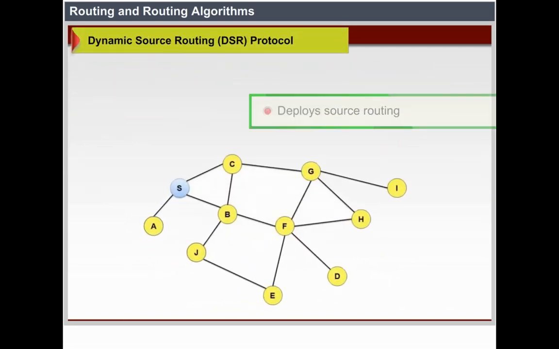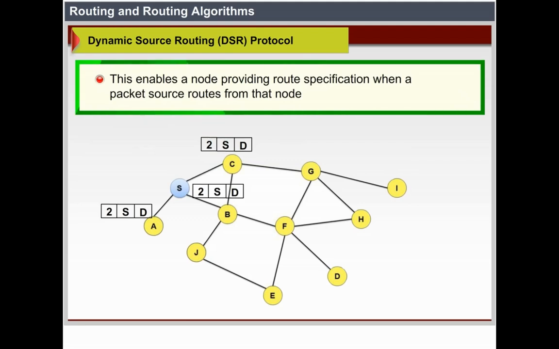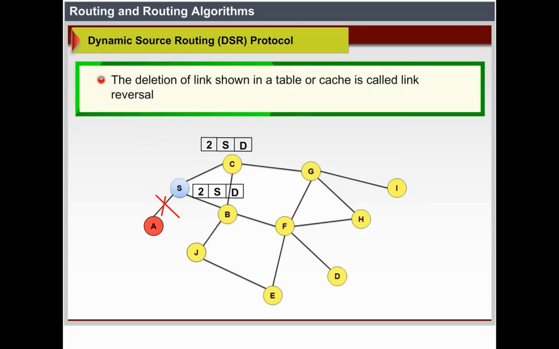Dynamic Source Routing (DSR) protocol deploys source routing. Each node caches the specified route to destination during source routing of a packet through that node. This enables a node to provide route specification when a packet source routes from that node. Each node deletes the specified route to destination during routing of error packet in reverse path to the source in case of observing a disconnection during forward path to destination. The deletion of link shown in a table or cache is called link reversal.